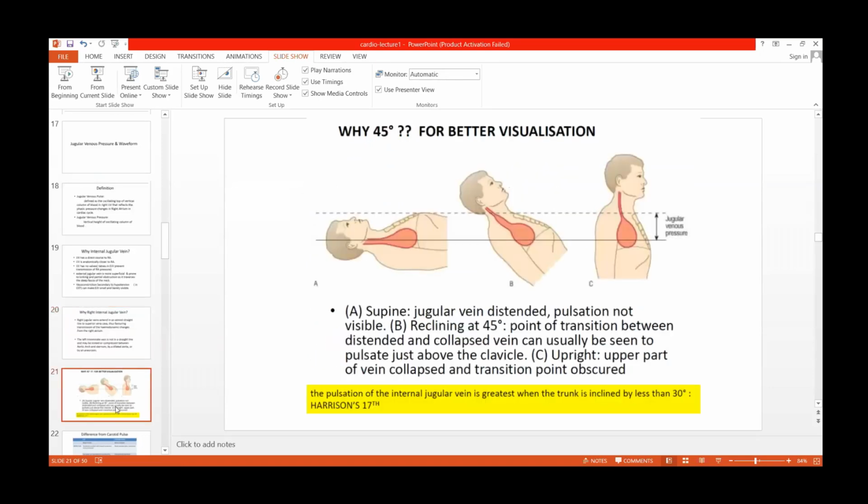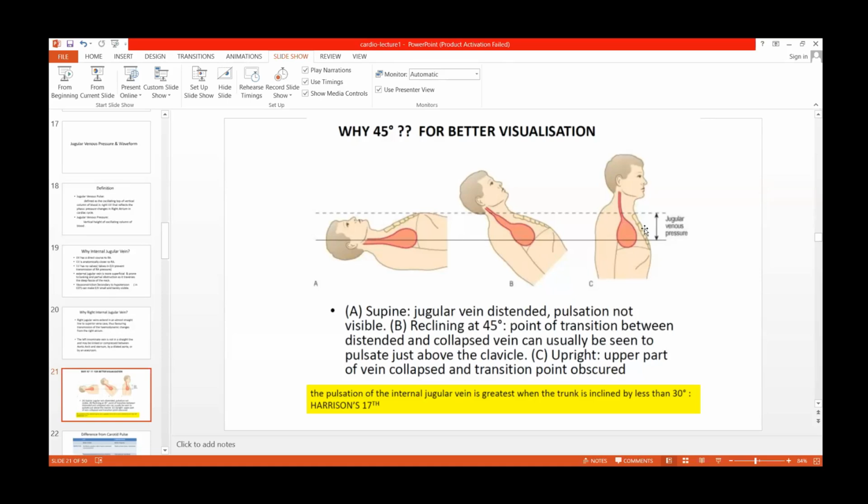Number 3, this is important. How to measure JVP? Nowadays it is told that JVP should be measured in sitting position. Why sitting? Because it is easier to measure. You can directly measure this height from sternal angle to the height of the JVP. And when it is at 45 degrees, normally the JVP is just behind the clavicle. So at 45 degrees, anything above the clavicle is abnormal.